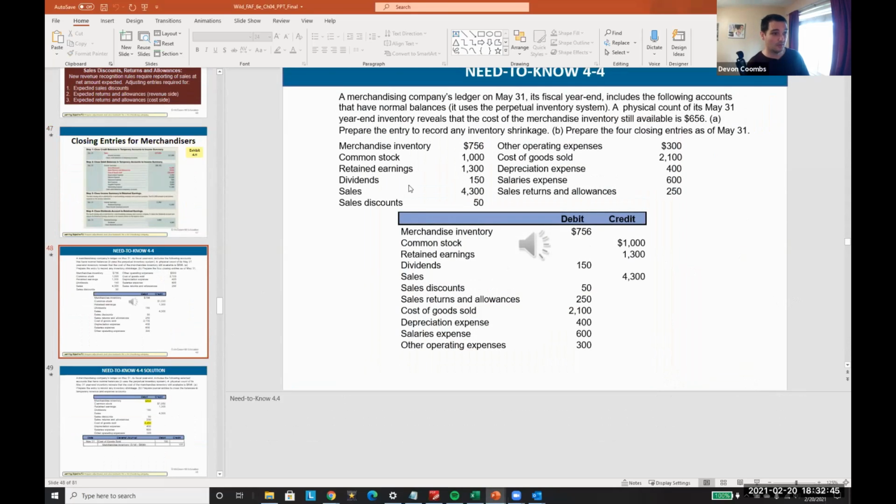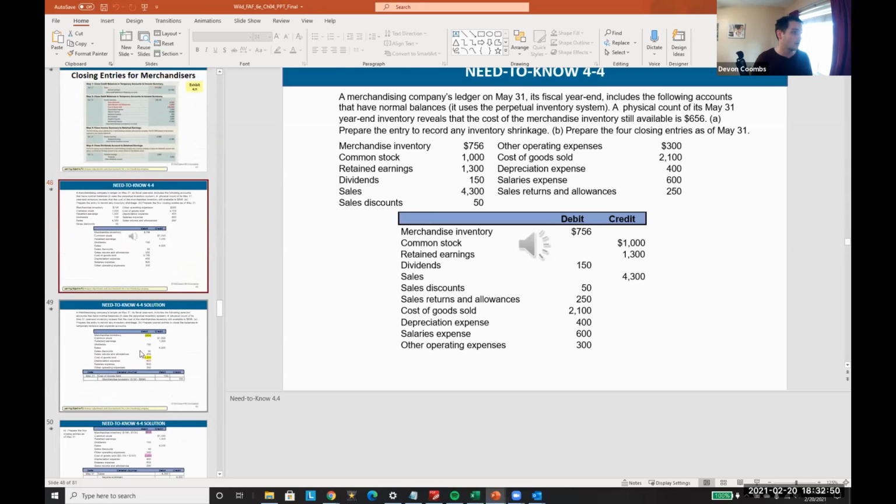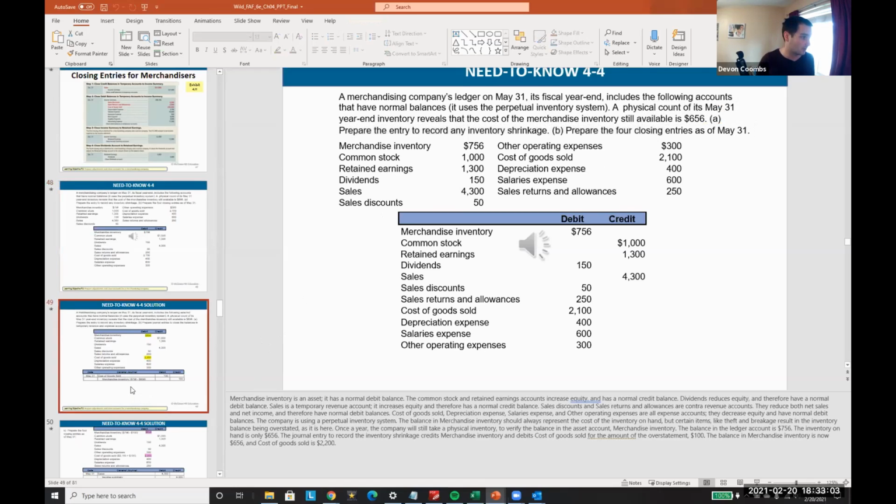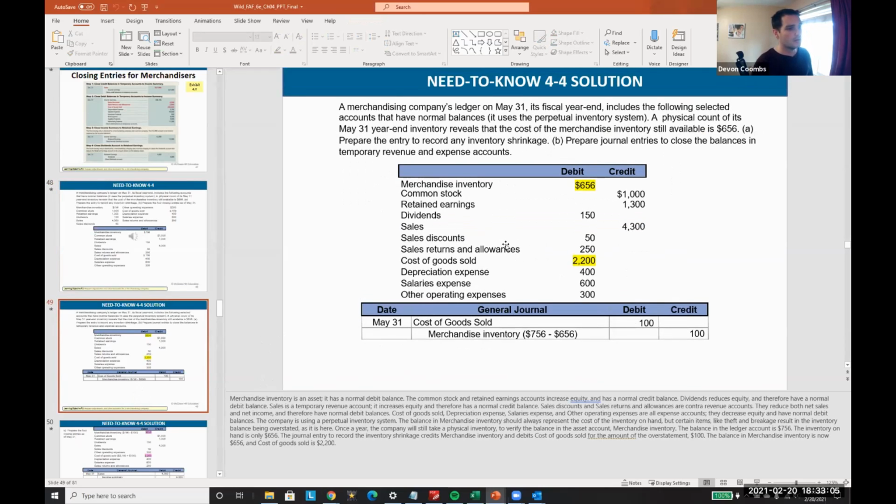So here's another example of how we'd go through all the debits and credits. I think this is worthwhile to run through quickly ourselves, right? Let's see, a merchandising inventory includes physical count. Prepare the entry to record inventory shrinkage and prepare the 4 closing entries. And so on May 31st, we have a cost of goods sold of 100 and merchandise inventory decrease of 100. And that's going to be because our merchandise inventory decreased by $100 for expected shrinkage.